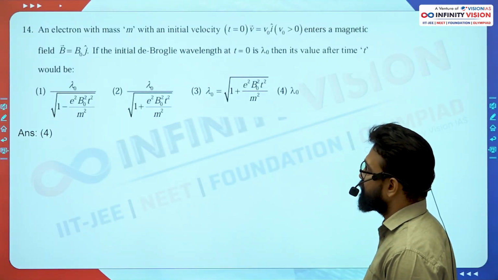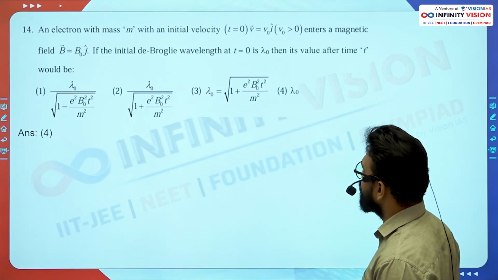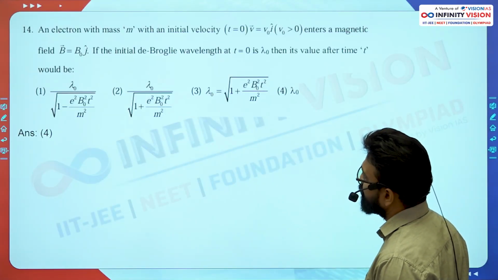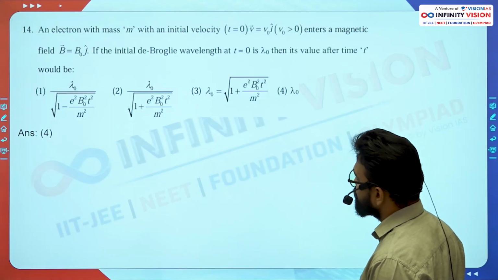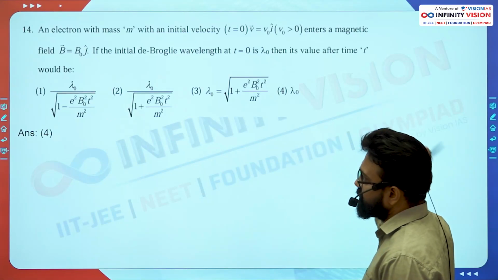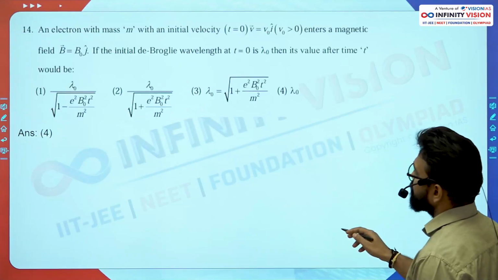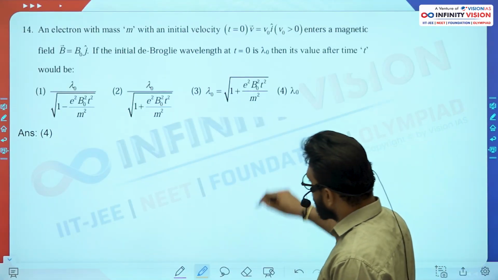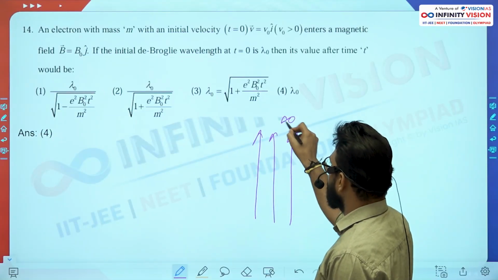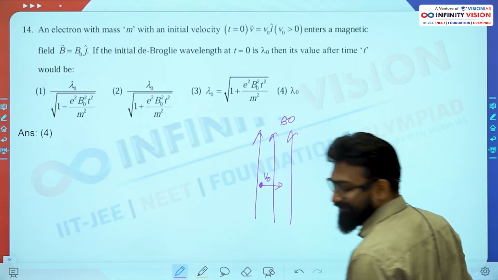Next, an electron with mass m and initial velocity v0, which is along the x-axis, enters a magnetic field which is along the y-axis, B0. If the initial de Broglie wavelength at t equal to 0 is lambda naught, then what is its value after a certain time t? Obviously, you have been given an electron in which the magnetic field is acting along the y-axis, which is B0, and it enters this magnetic field with the velocity v0 along the x-axis.